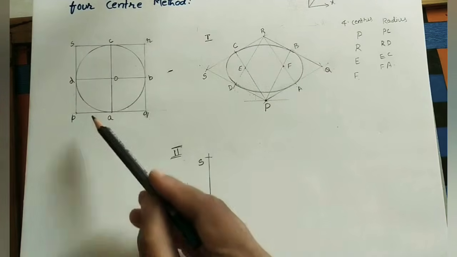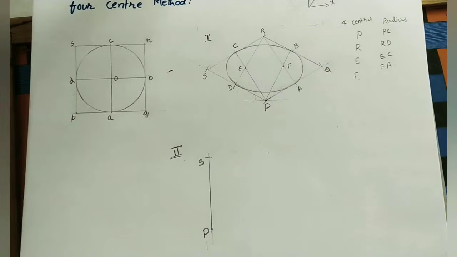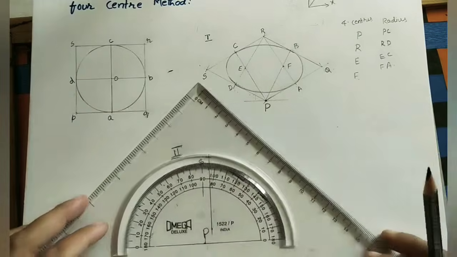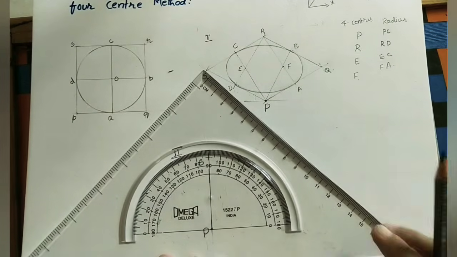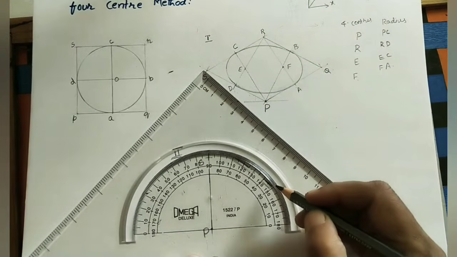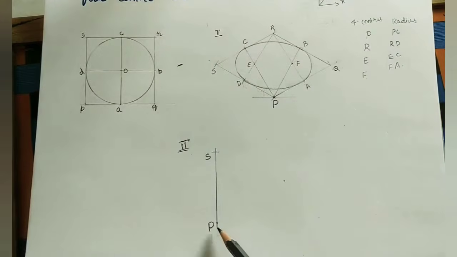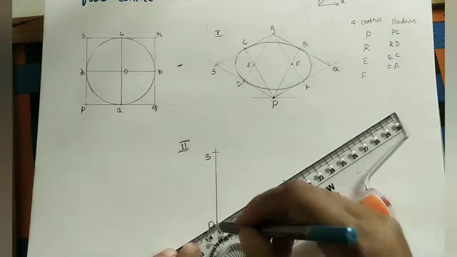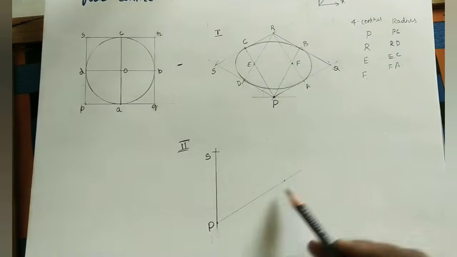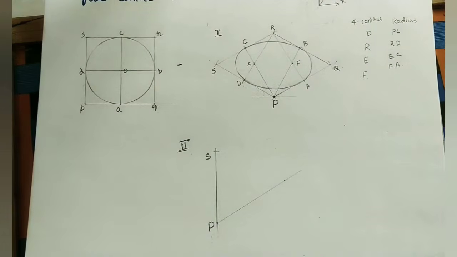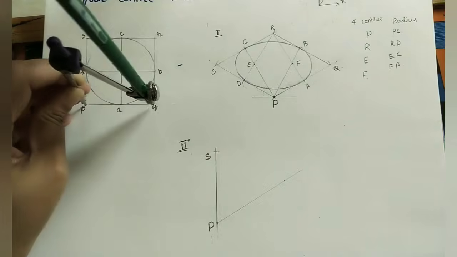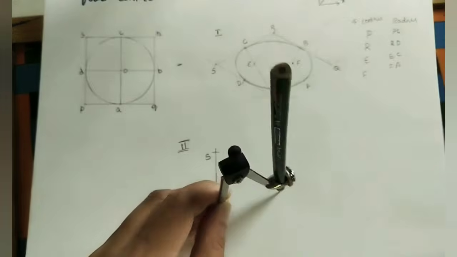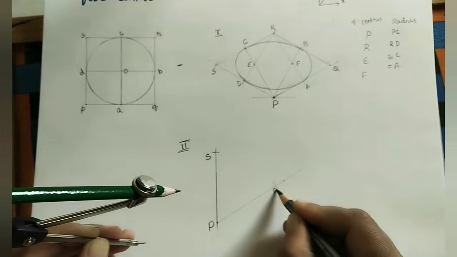Here all horizontal lines are tilting 30 degrees in isometric view. Take this horizontal line tilting 30 degrees. Now join this P point to the 30 degrees line. On it, mark this length, PQ length, by using compass. Take this length, mark here. This is the Q point.